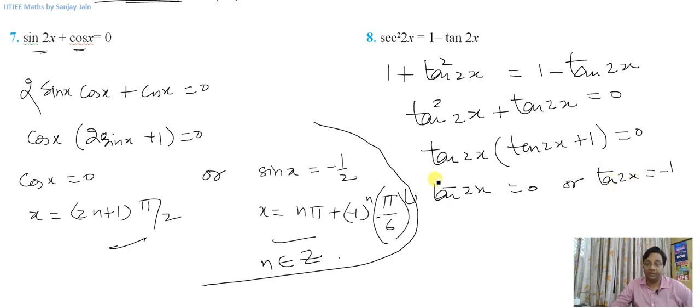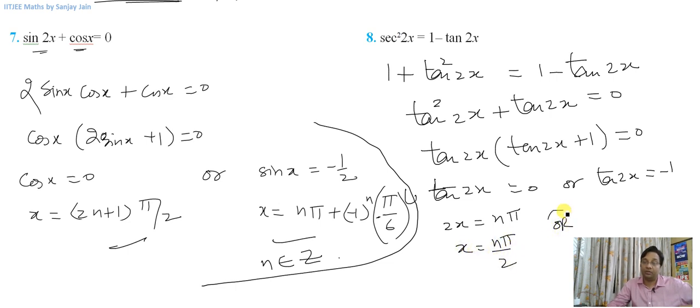So if tan 2x is equal to 0, then 2x is going to be equal to n pi, because tan 2x will be equal to 0 where sine 2x, the numerator, will be 0, right? Sine 2x will be 0. So 2x should be equal to n pi. So x will be equal to n pi by 2.